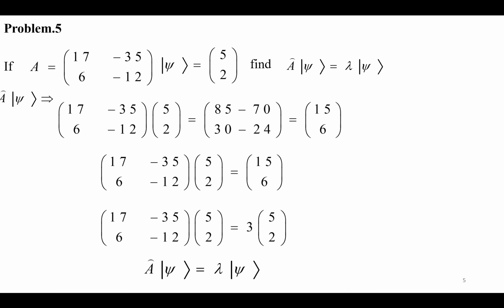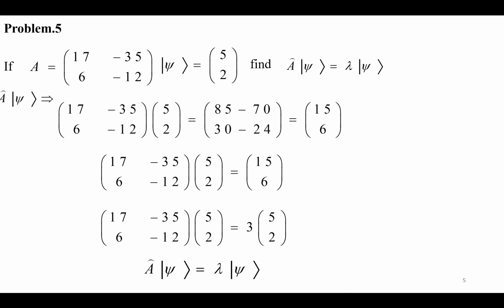So your A psi is given as 17, minus 35, 6, minus 12, acting on 5, 2. That operation: 17 multiplied by 5 will give you 85. Then minus 35 multiplied by 2 will give you 70, so 85 minus 70. And then the next one will be 6 multiplied by 5, 30, minus 12 multiplied by 2, that will be minus 24. So 85 minus 70 will give you 15, and 30 minus 24 will give you 6.